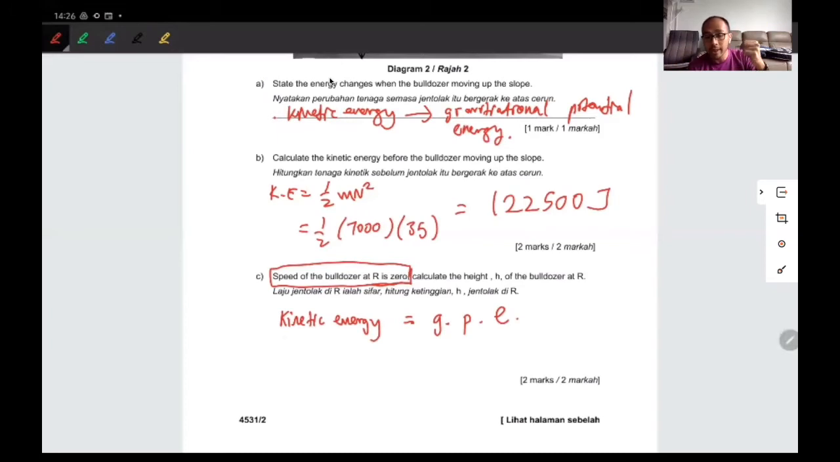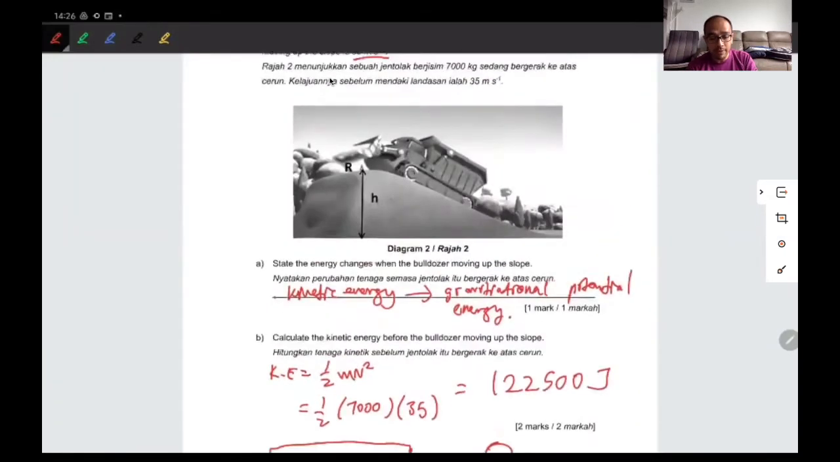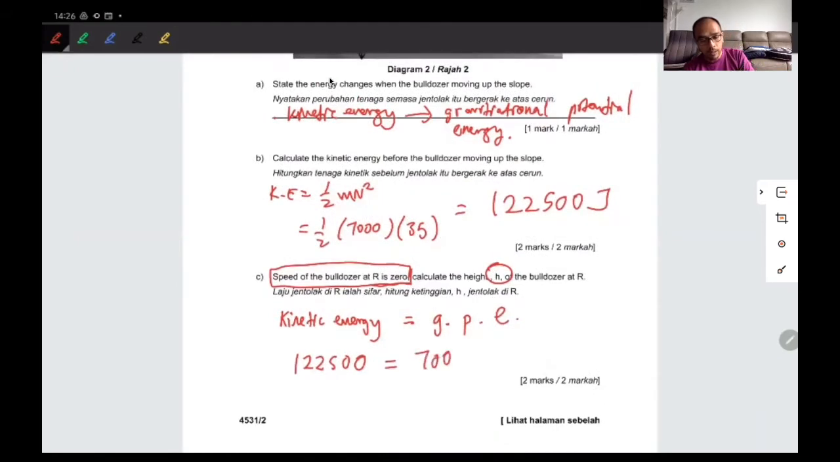So we already counted the kinetic energy, 122,500. So all we have to do is count the gravitational potential energy, and we can have the height h in there. We want to find h. Okay, so the mass is 7,000. Sorry, mgh. So the mass is 7,000, g is 10, and h is what we want to find. Okay, so we can use this now, 122,500 divided by 7,000, and then you divide again by 10. You get h equals 1.75. The unit for height is always meters.